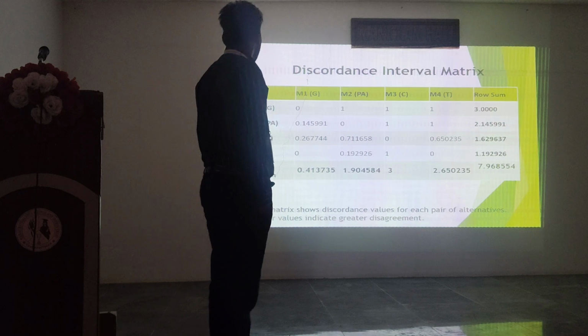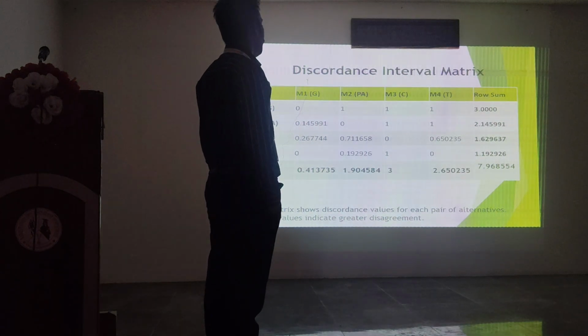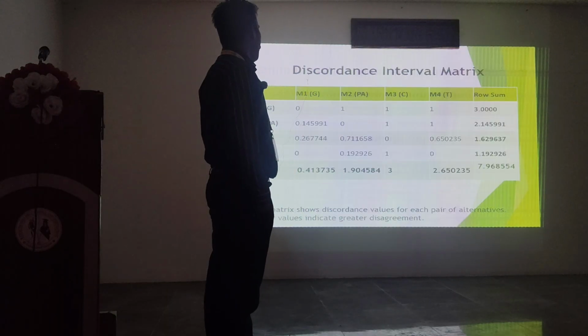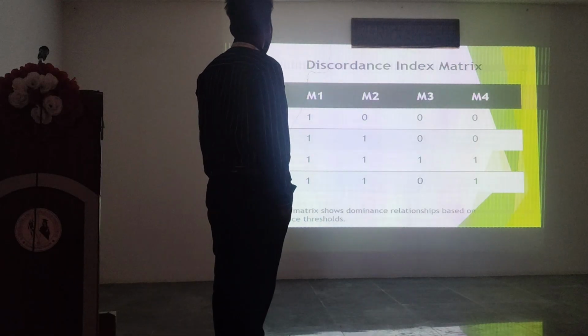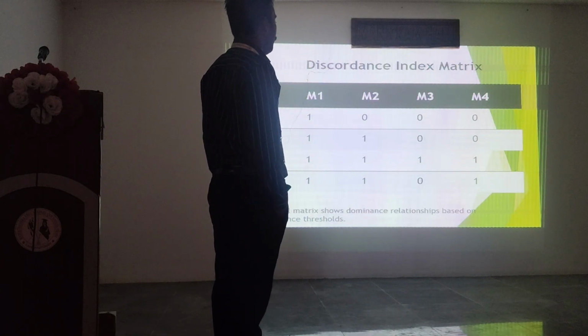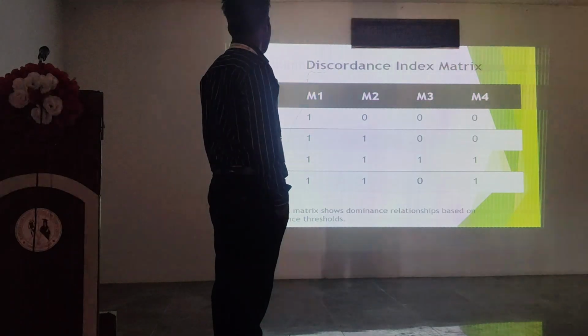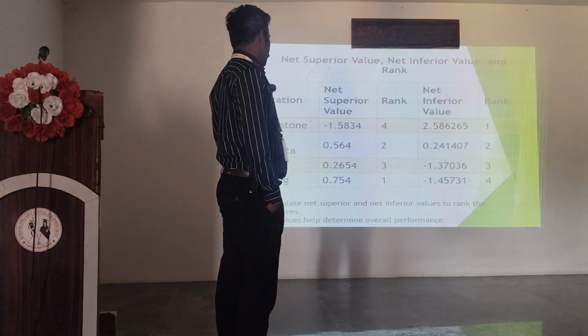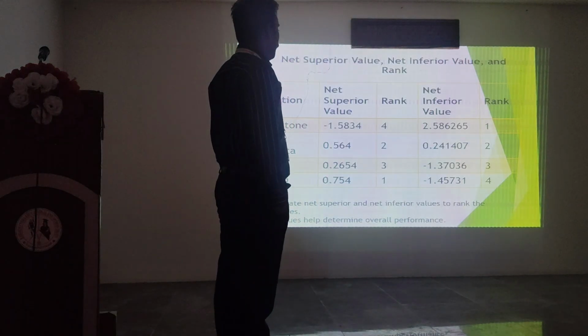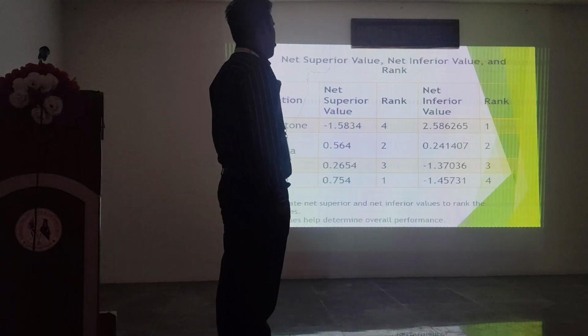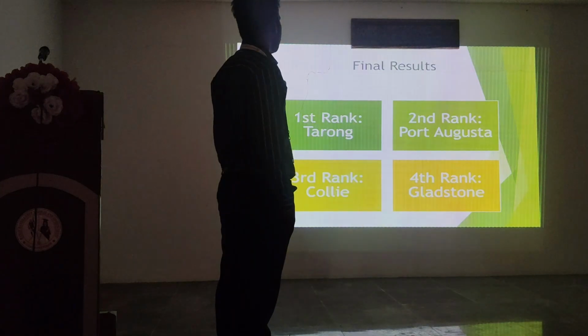Next. This matrix shows discordance values for each pair of alternatives. A high value indicates greater disagreement. This final matrix shows the dominance relationship based on the discordance threshold. We calculate net superior and net inferior values to rank the alternatives. The values help determine overall performance.